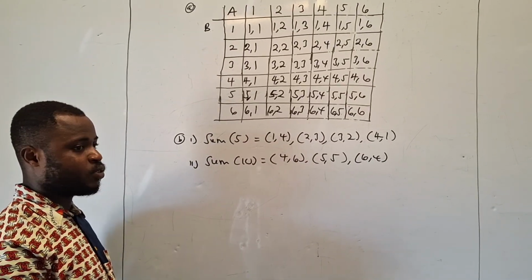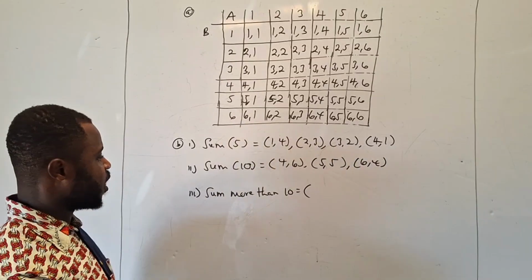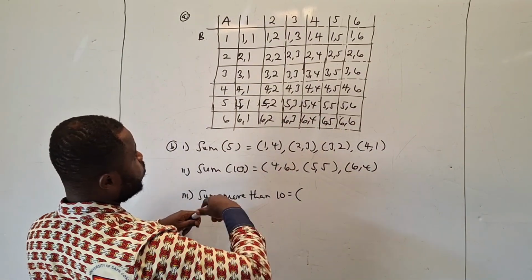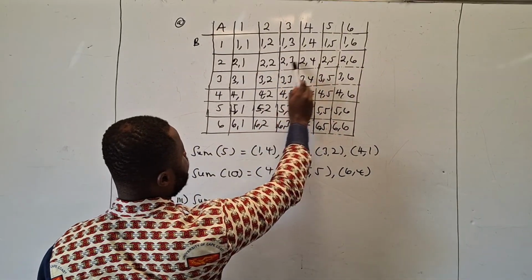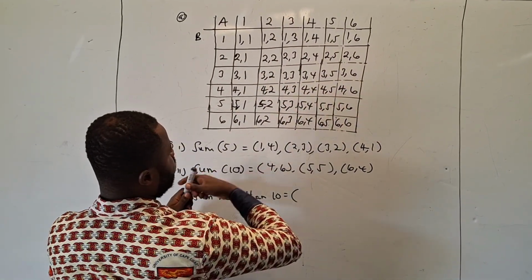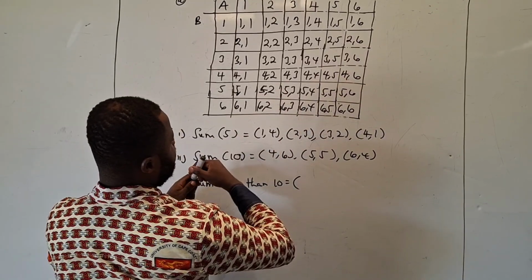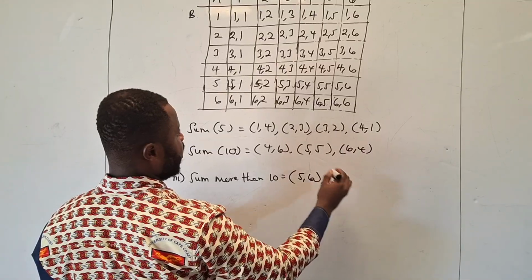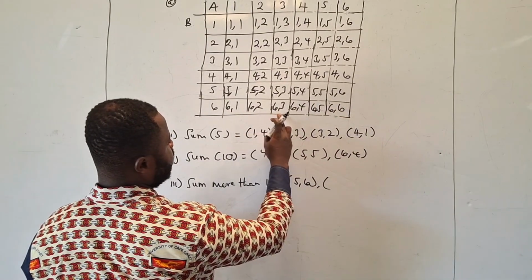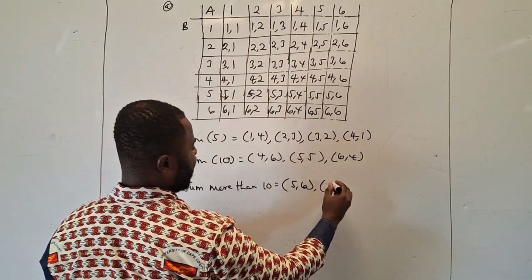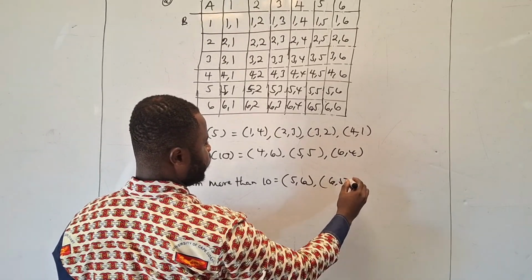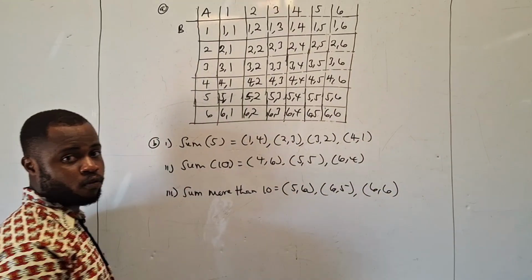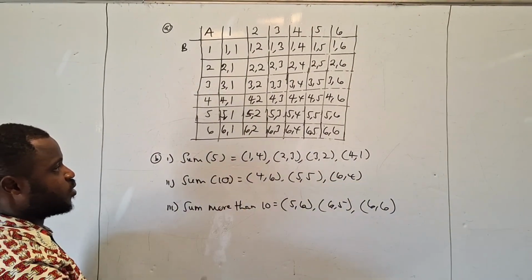Now, the sum that is more than 10. Pairs of numbers for which I get more than 10. We don't have any here. Same here. Let's look here. We can have 5, 6, which will give us 11. Let's see here. We have 6, 5, which will also give us 11. Then we have the last one, 6, 6, which gives us 12. That also qualifies for this listing.